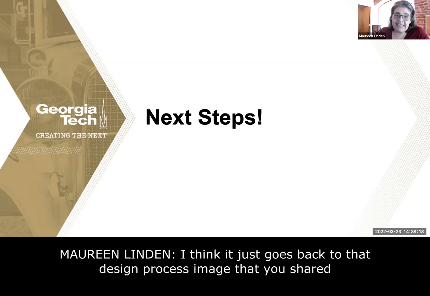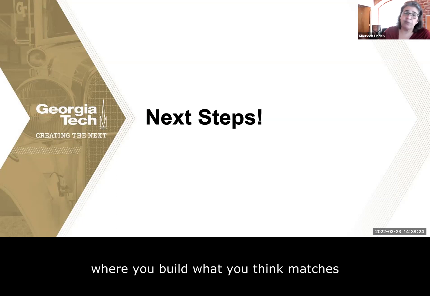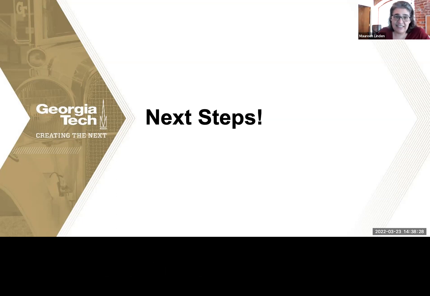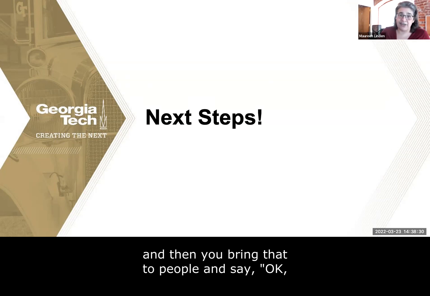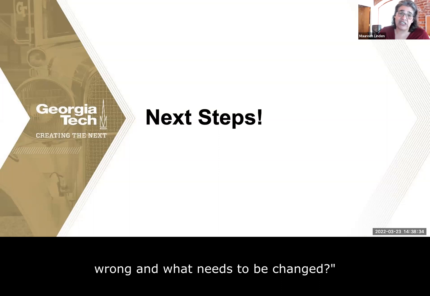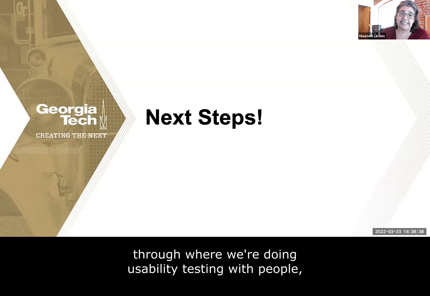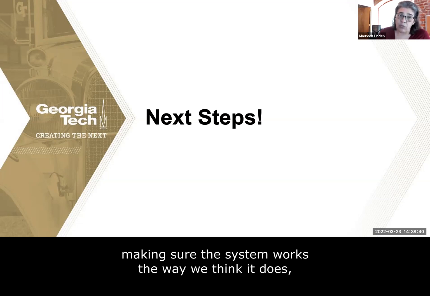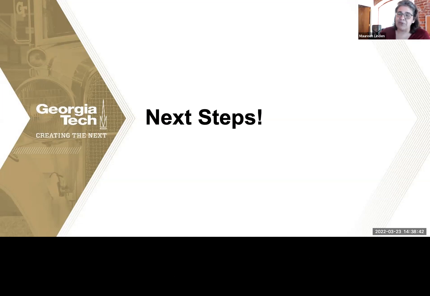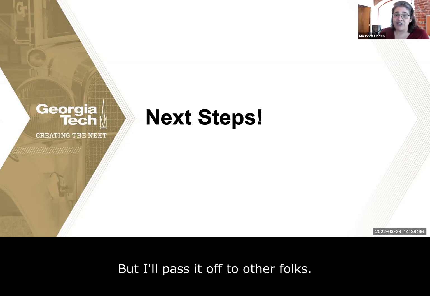I think it just goes back to that design process image that you showed with the individual steps, and how there's an iterative piece where you build what you think matches the needs people say that they have. And then you bring that to people and say, okay, what did we get right? And what did we get wrong? And what needs to be changed? And that's sort of an iterative process that we'll be going through, where we're doing usability testing with people, making sure the system works the way we think it does, the way people actually want it to, moving that forward in that way. But I'll pass it off to other folks.